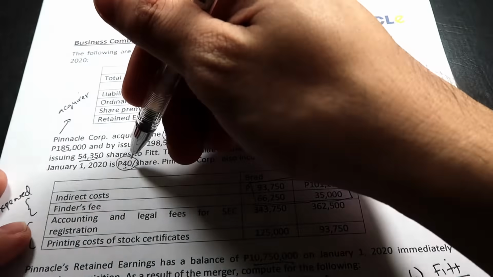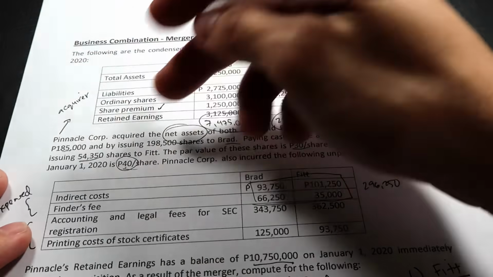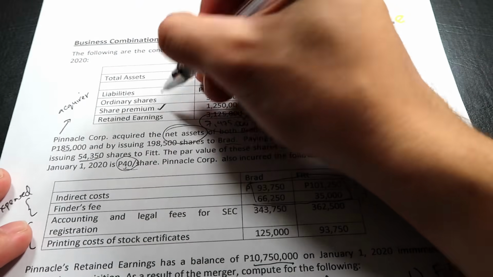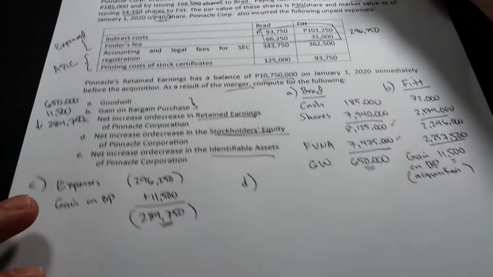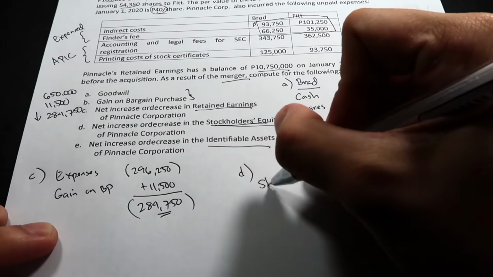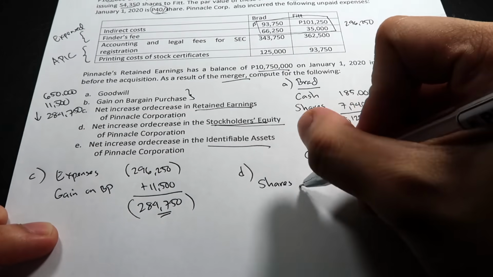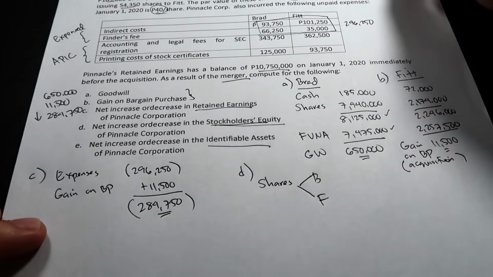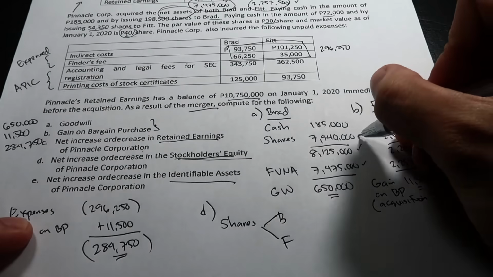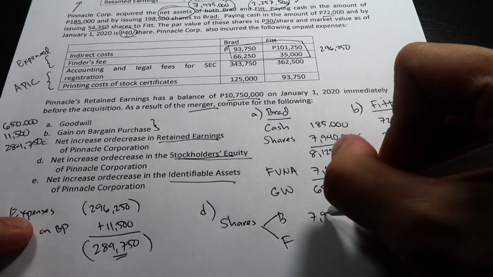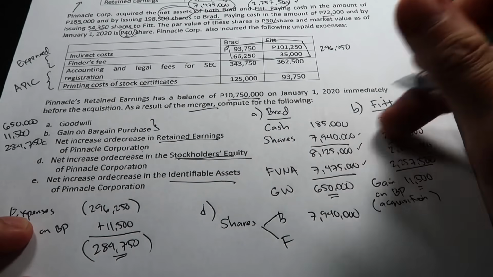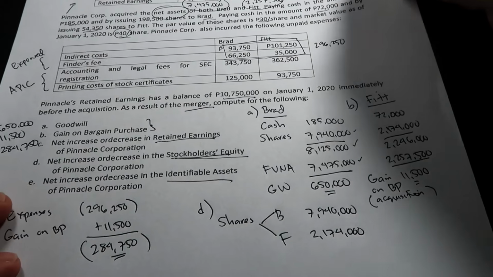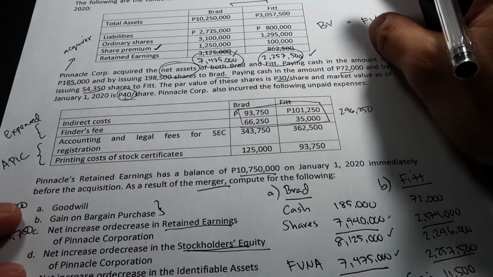Is it at par or at the market value? Well, pwedeng market value na lang kasi if at market value, na-consider natin both the par value and the share premium. Alright? So, issuance of shares. Okay, issuance of shares to Brad and Fit. Alright, how much yun? Compute natin actually earlier. So, for Brad, it's 7,940,000. For Fit naman, it's 2,174,000. What else? What will affect our stockholders' equity?